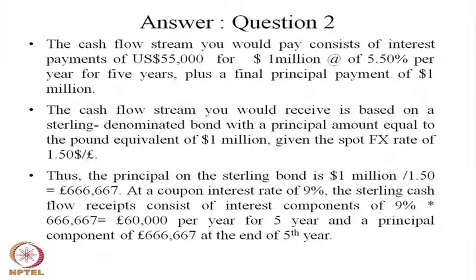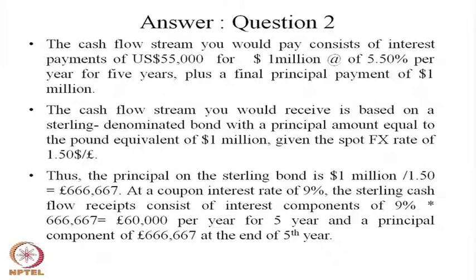The cash flow stream would be received based on a sterling denominated bond with principal amount equivalent to 1 million. In the case of the pound sterling side, the dollar equivalent will be 1 million at exchange rate 1.5. The principal amount will be 666,667 pound sterling, and the coupon interest rate is 9%. So, 9% of that is 60,000 pound sterling for 5 years, and the principal amount is at the 5th year.